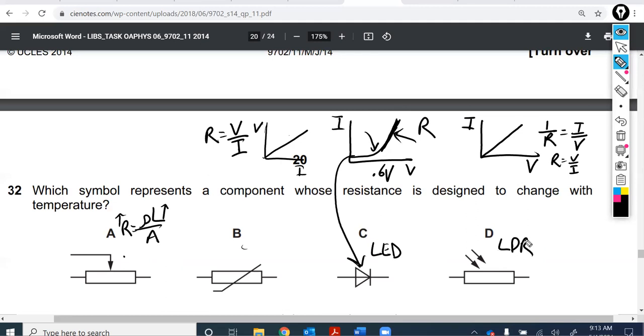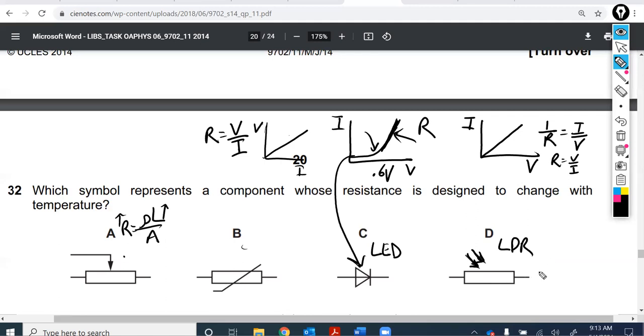So a light-dependent resistor is kind of like the thermistor in that it's designed to change with, instead of temperature, it's designed to change with light, right? So these are supposed to be light rays. And as light is incident upon the resistor, the light-dependent resistor is usually made of a semiconductor material.